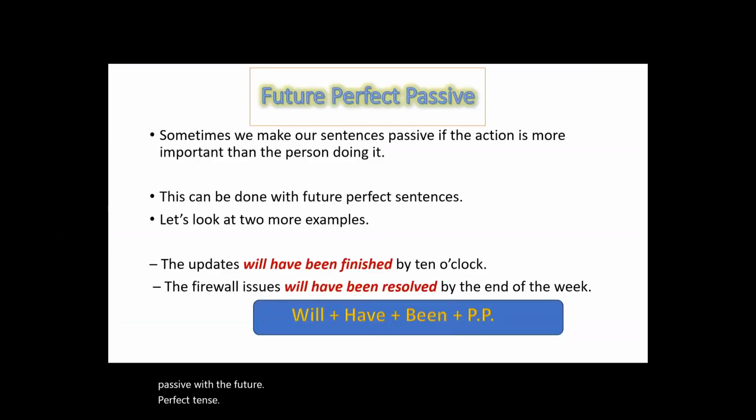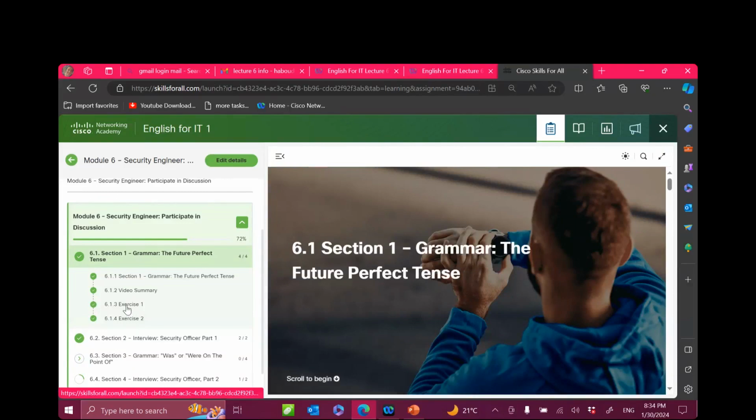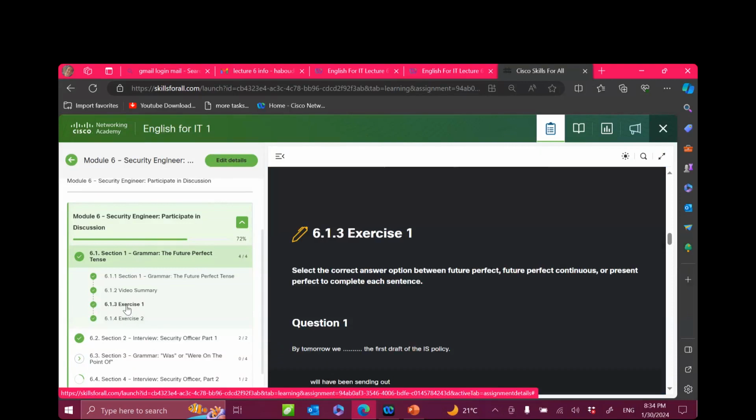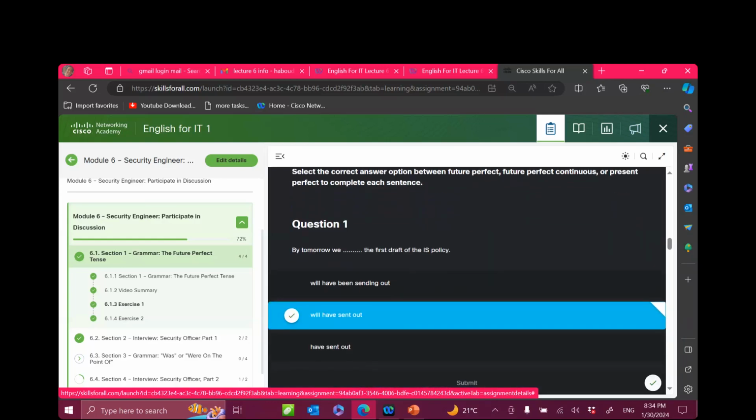So right now let's come to the exercise and see whether we understood this or not. Select the correct answer option between future perfect continuous or present perfect to complete each sentence. So let's choose which tense we are going to use for every sentence. By tomorrow, the first draft of the information security policy. What do you think? Exactly, yes. By tomorrow we will have sent. Which tense is this? Yes, very good. Future perfect tense.